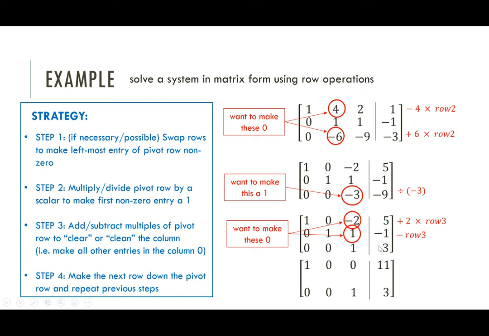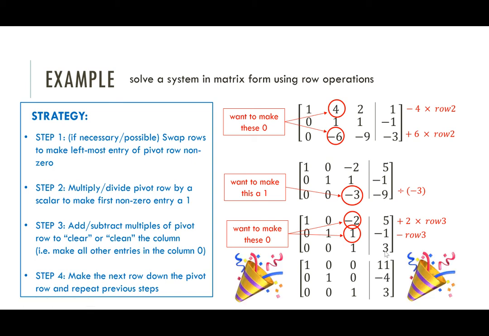And now subtracting row 3, again, subtracting these zeros doesn't do anything. 1 minus 1 is 0, like we wanted. And then -1 minus 3 is going to be -4. All right, we did it. So we get the solution x equals 11, y equals -4, and z equals 3.